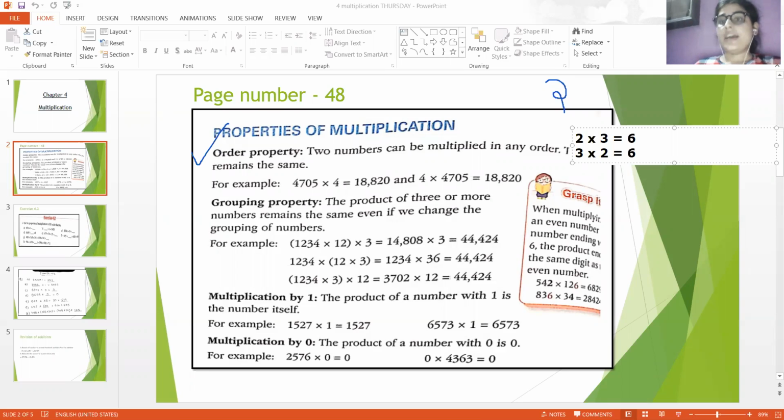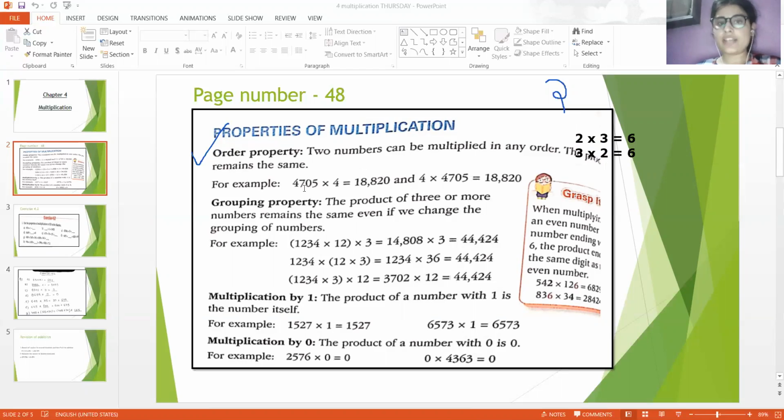This means whether I write 2 first or 3 first, 2 multiplied by 3 is 6 and 3 multiplied by 2 is also 6. So the order doesn't matter, and the answer will remain the same. The order property says two numbers can be multiplied in any order, and the product, the answer, remains the same.